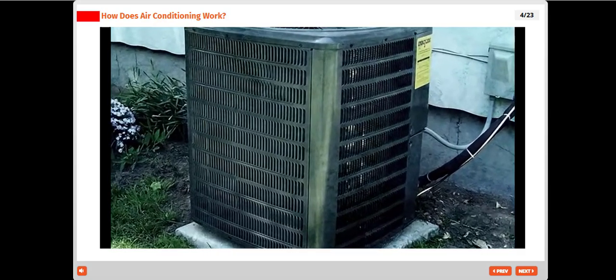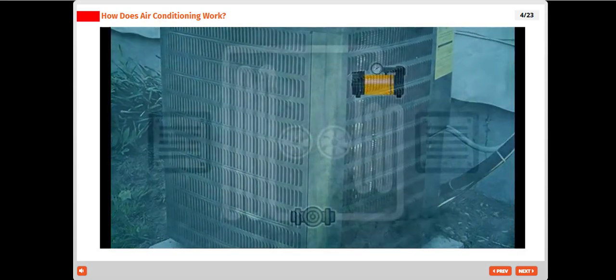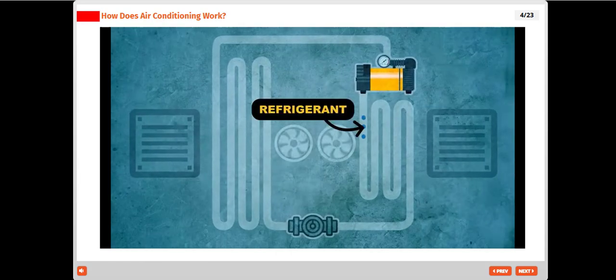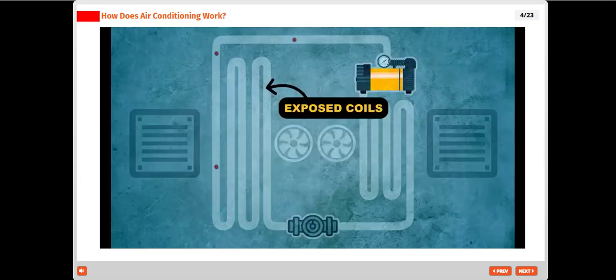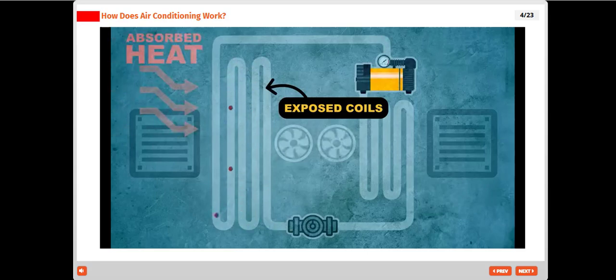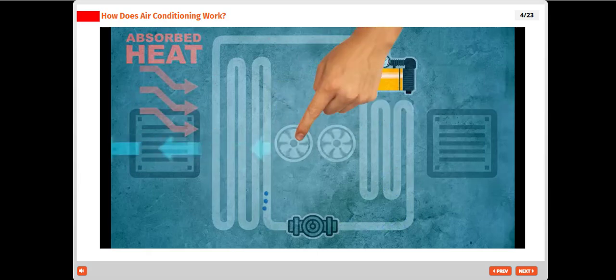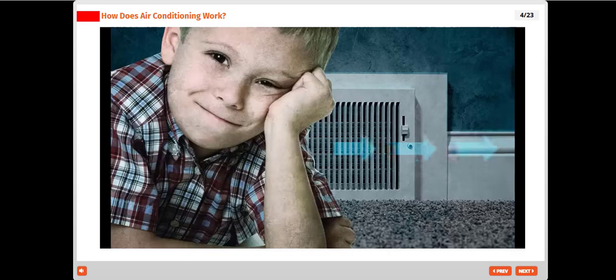The liquid refrigerant flows through a series of coils exposed to the air in your home. The refrigerant has a low boiling point, so the heat from the interior air is enough to make it turn into a gas, which means there's now more heat in the refrigerant and less in the air. A fan blows that colder air into your room, or straight into your face. We're not judging.